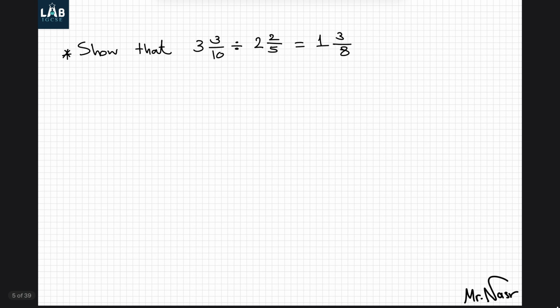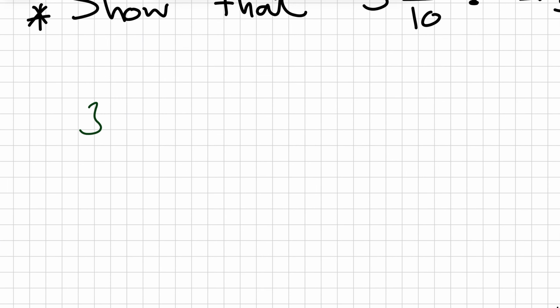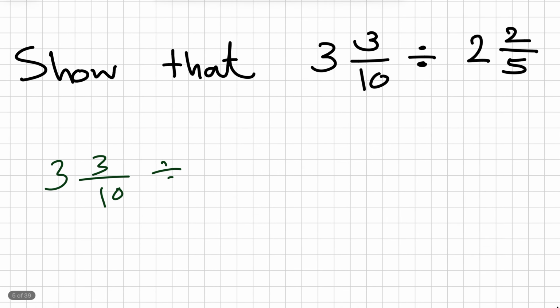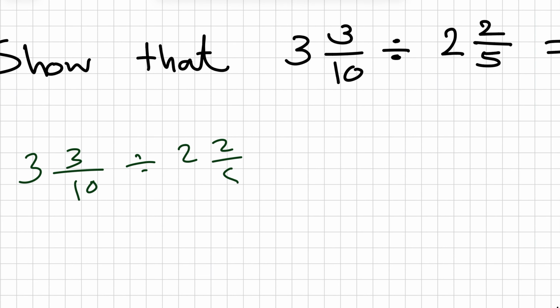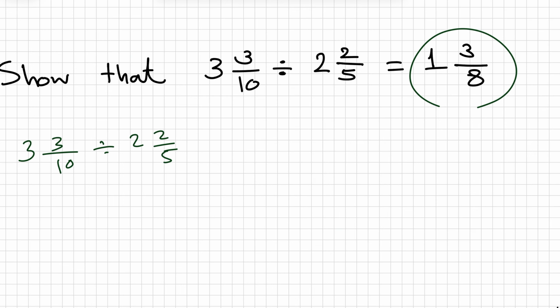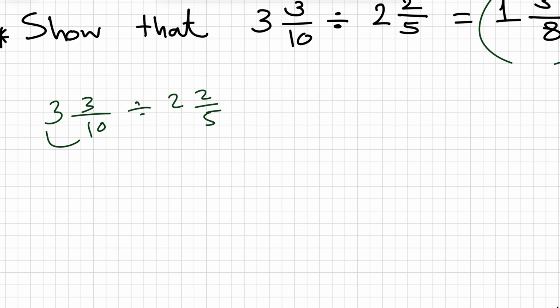Going to the next. Here we have 3 and 3/10 divided by 2/5, and we need to show it as an improper fraction. So what we're going to do, we're going to multiply 10 times 3 is 30, add 3 is 33, over 10, like we always do. Multiply and add. 5 times 2 is 10, plus 2 is 12, so over 5, like we always do.